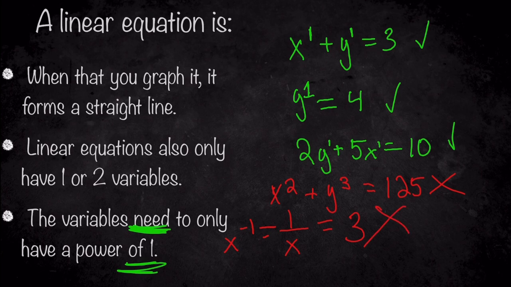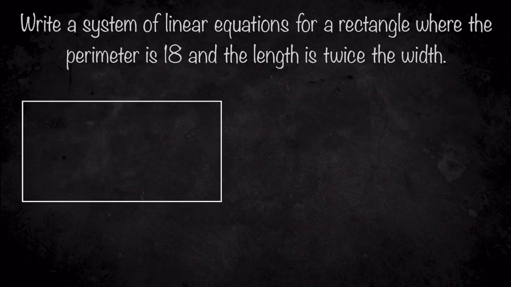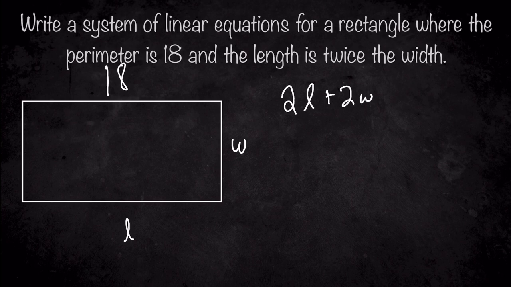So, let's do a quick example where we need to write a system of linear equations where the perimeter is 18, right? And the length is twice the width. So this is the width and length. To find the perimeter, that'd be 2 times the length plus 2 times the width, which would equal 18. And then the length equals 2 times the width.